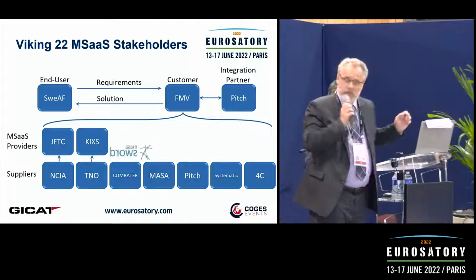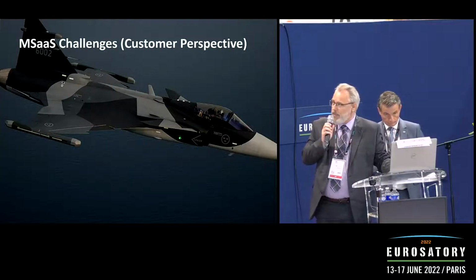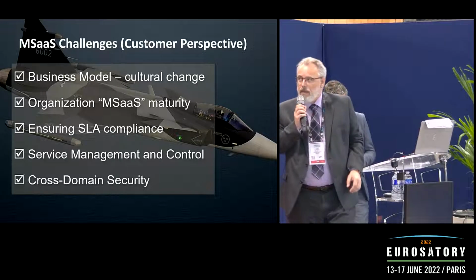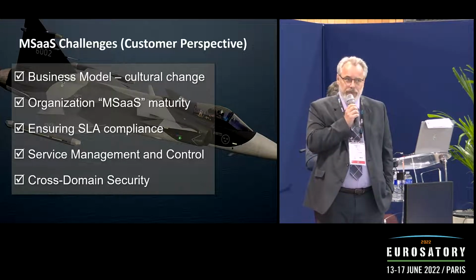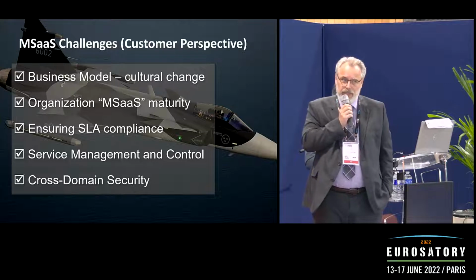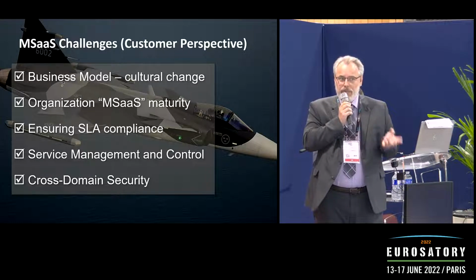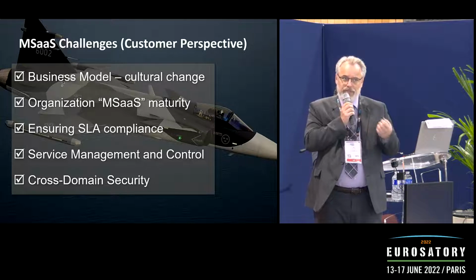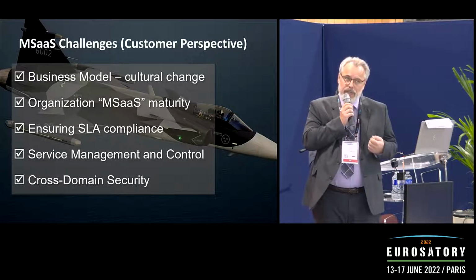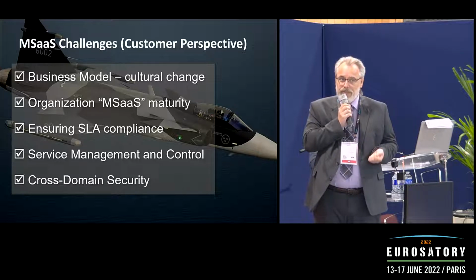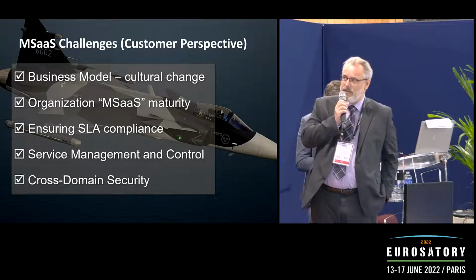Next slide. So I'll talk to you a little bit from a customer perspective, the FMV procurement agency perspective, about the challenges for MSaaS as we see it. First of all, it's a cultural change in how we procure this type of capability. Instead of buying simulation software or any other software, we are kind of renting it, establishing an agreement to procure a service rather than a product. This is a cultural change for the procurement agency, which needs to learn how to procure services this way and how to manage all the risks associated with having a service provider instead of integrating the component yourself.